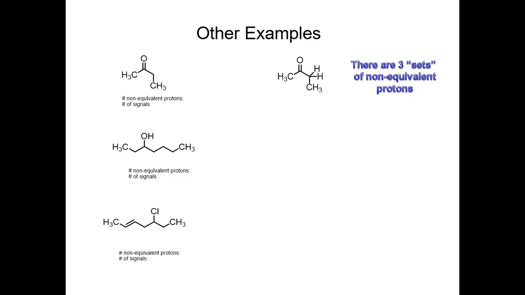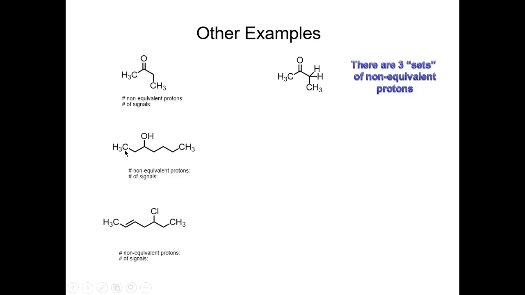Because every set of protons that's non-equivalent is going to have its own signal. Right here, same thing. I have a CH3 here, and it's really important to understand that if this thing is not symmetrical, then it doesn't matter that that's a CH3 and that's a CH3. If it's not symmetrical, they're not going to be the same. You're going to get two isomers if you compare them.